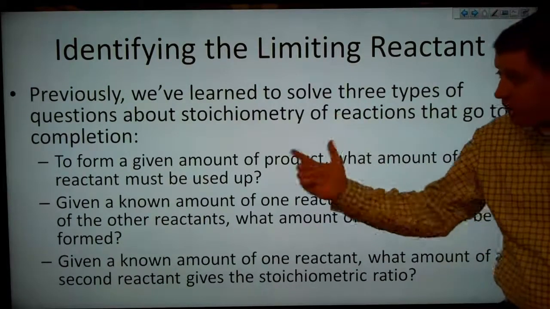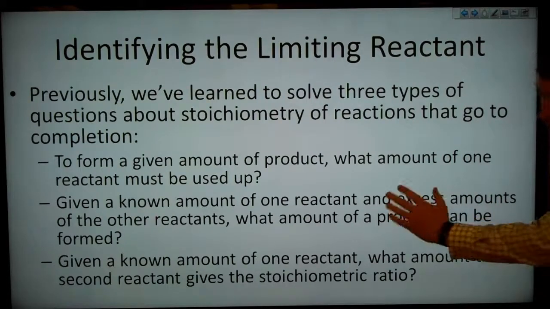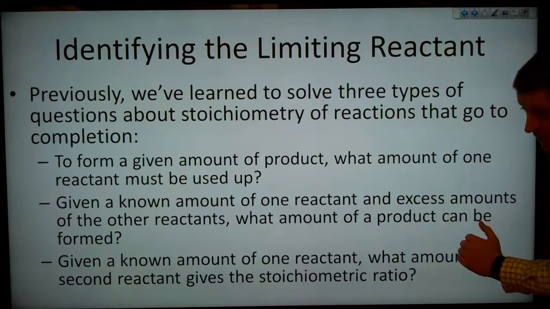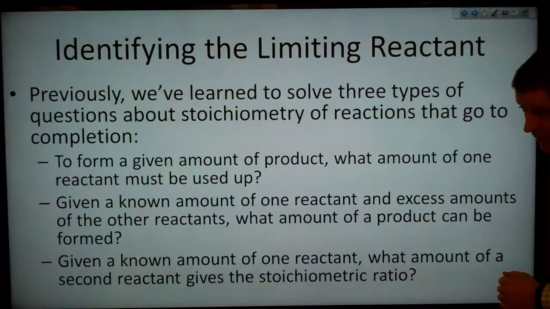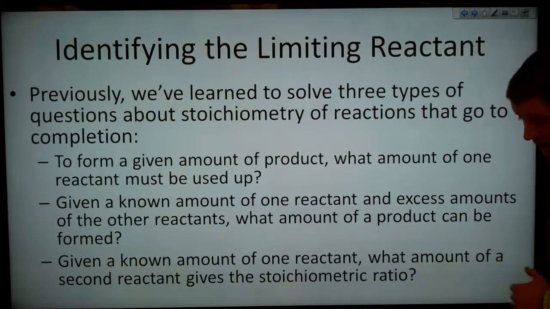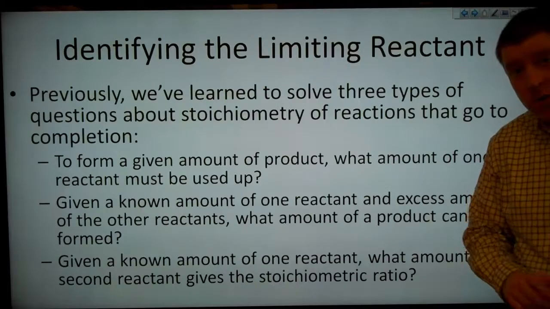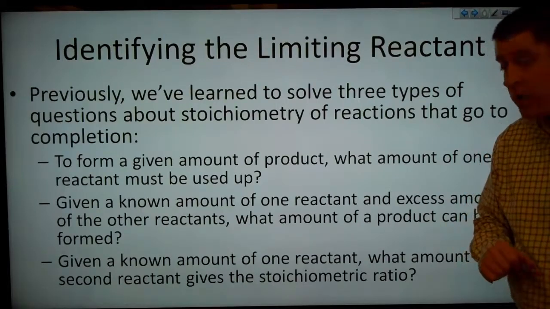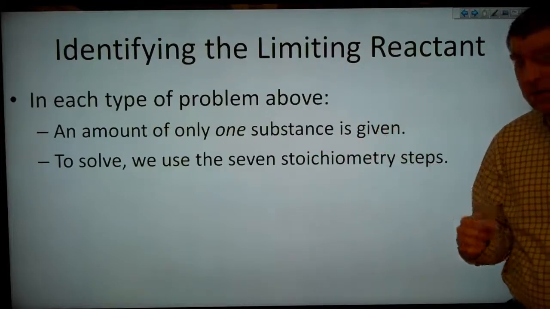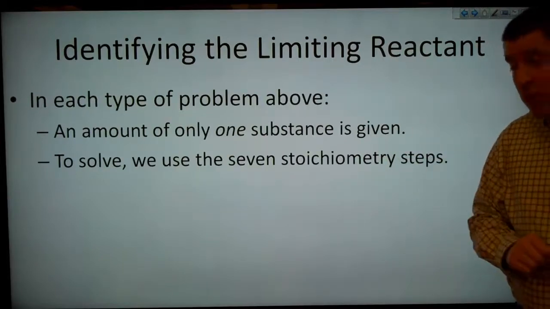completion. We've learned, given a amount of product, what amount of one reactant must be used up. Given a known amount of one reactant and an excess amount of the other reactants, what amount of a product can be formed. And given a known amount of one reactant, what amount of a second reactant gives the stoichiometric ratio. You should already know how to solve each of these. If you don't, then you need to go back and review some previous videos. In each type of the problems listed above, an amount of only one substance is given. And to solve, we use the 7 stoichiometry steps that are explained in previous videos.